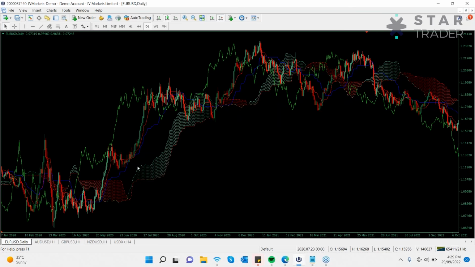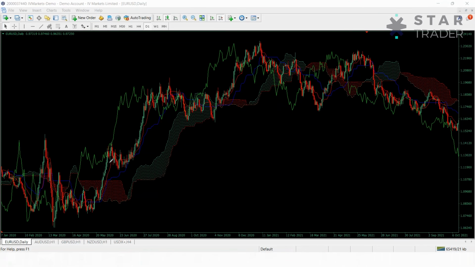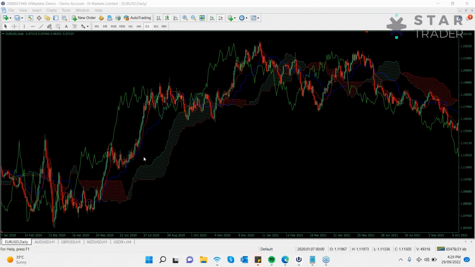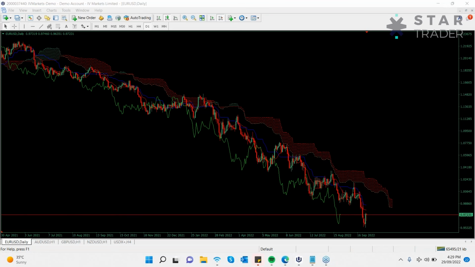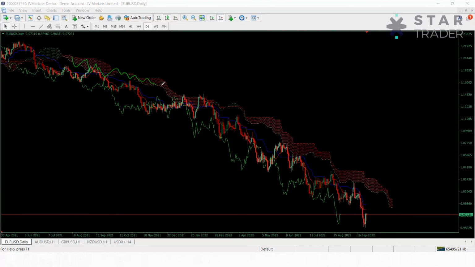So as you can see over here, the market is actually above the cloud. The cloud is over here, and the cloud color is green, right? So it means we are having the bullish trend. But suddenly the market turned down, and the market went below this cloud, and the cloud color changed. It is now all red. As you can see, this is all red. It means the market trend is bearish.